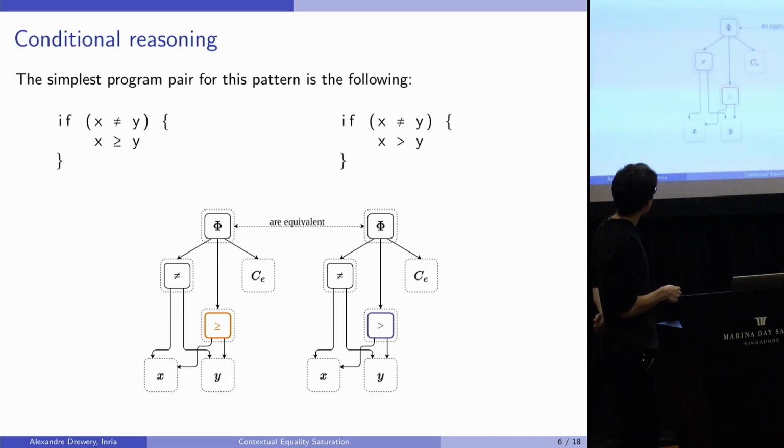You get in here your greater than or equal x y, here greater than x y. Here's a check that x is different from y, and here you want to prove equivalent those phi terms, which I will explain now.